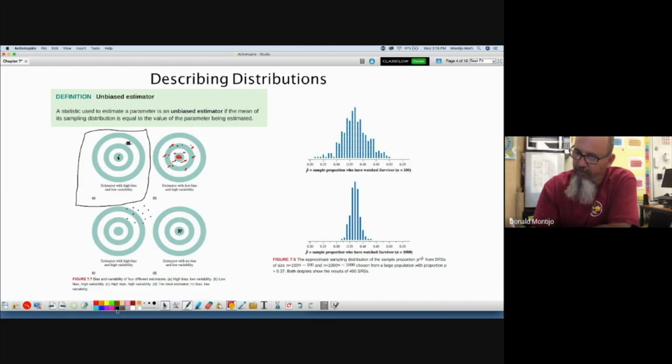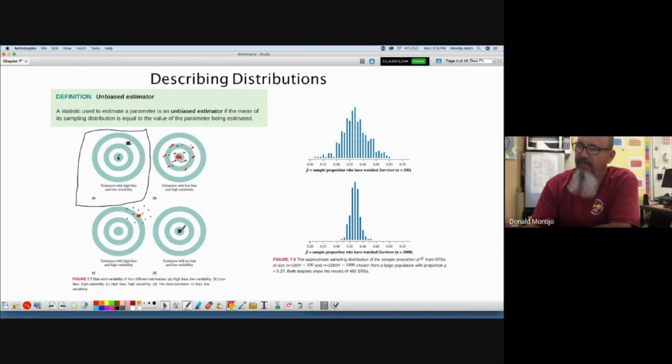So if you look at figure C, pretty spread out, large variability. Our shots were all over the place. And if I average them all out, am I going to hit the bullseye? Heck no, I'm going to be in there somewhere. So this one has high bias and high variability. What we're hoping for, or what we would like to see, would be in D. If you look at this, all of our shots were really grouped together, so low variability. And if we average them all, we hit the bullseye, low bias. So low variability, low bias.